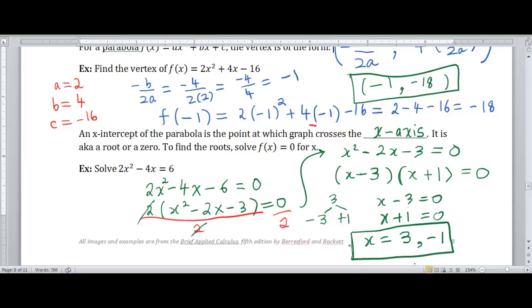Okay, so what does that mean? That means this parabola opens up, right? A is positive, and it crosses the x-axis at 3 and at negative 1, and then wherever the vertex is, we can find it, something like that. Okay, this is just a rough sketch.